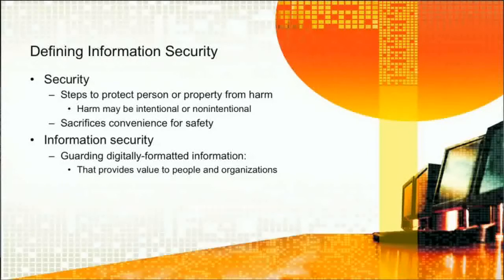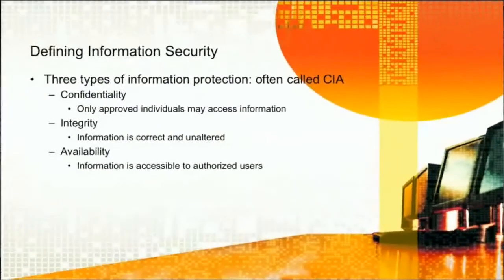First, security. It's the steps to protect a person or property from harm, sacrificing convenience for safety. Information security is guarding digitally formatted information by the above means. This provides value to people and organizations. The three basic tenets, or the triad as you'll hear it referred to, are confidentiality, integrity, and availability. These are the cornerstones of everything that we do in information security.